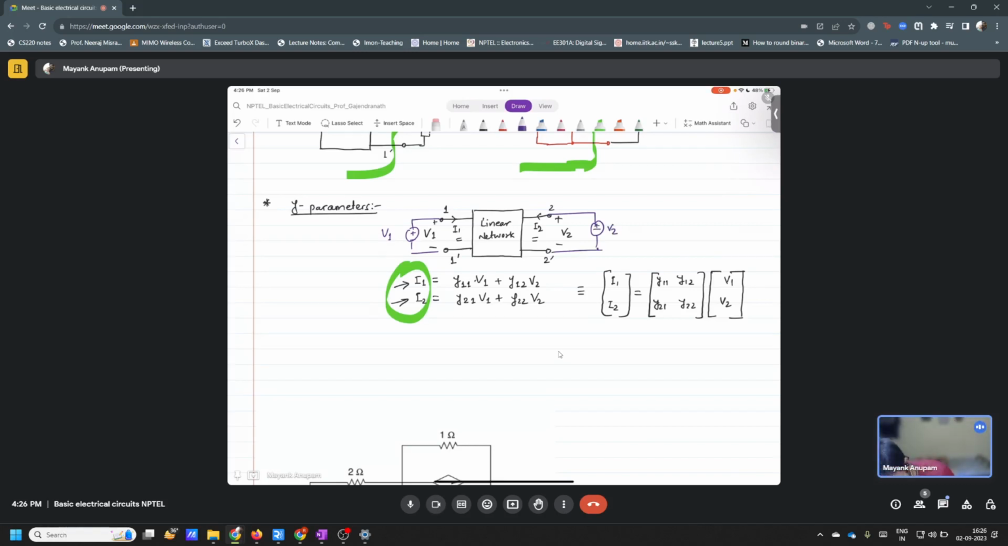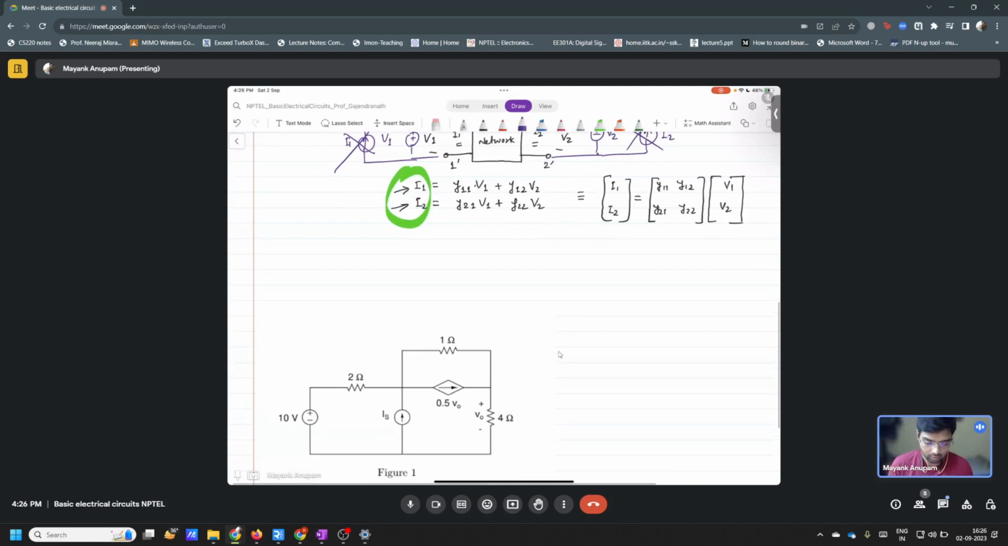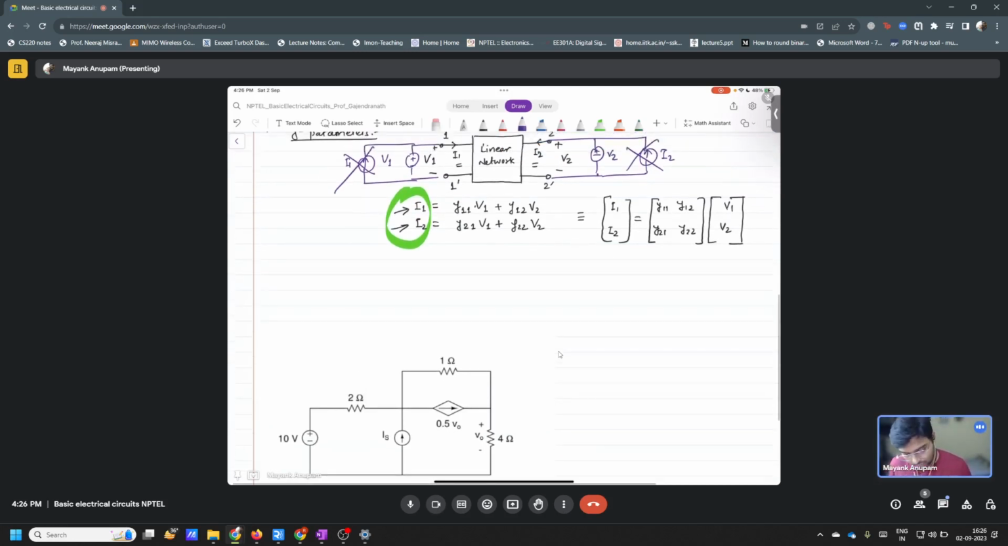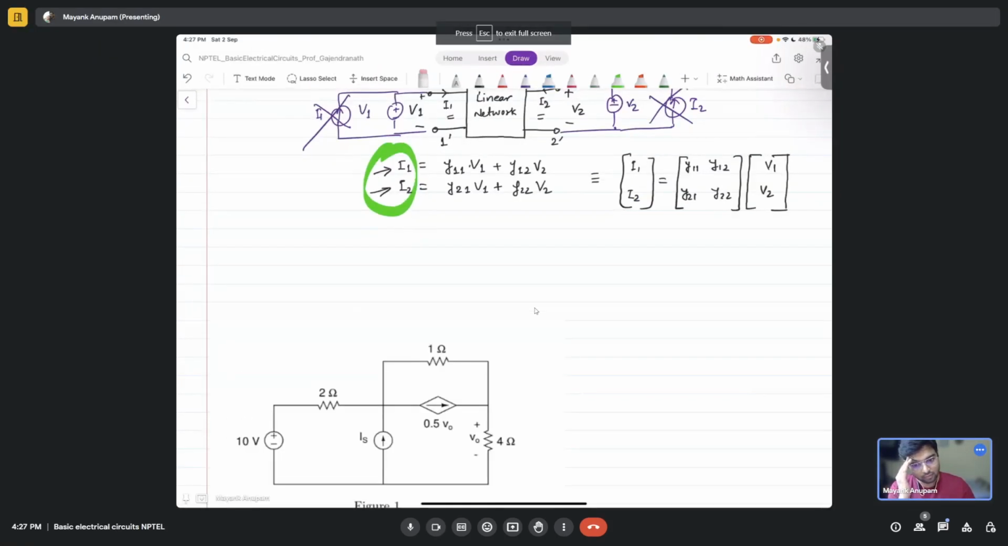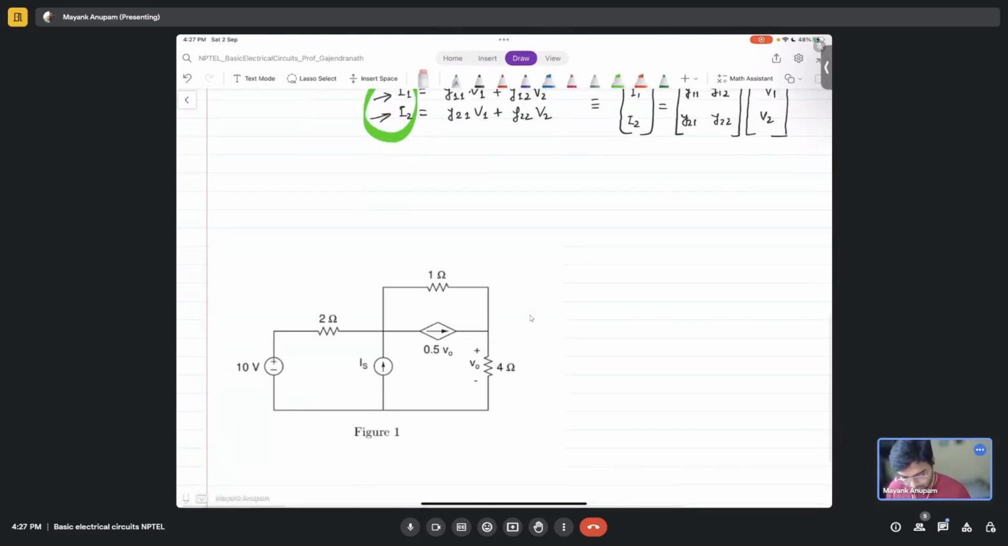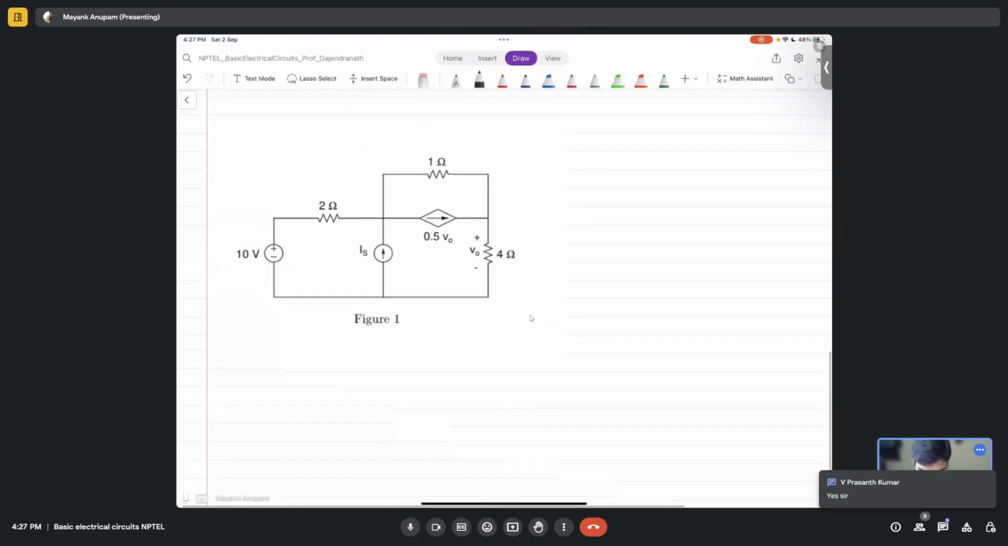You cannot apply a current here like this and then find what is the voltage. That is not permissible. Current is not to be applied here. You can only apply a voltage source at both the ports and then measure the current, so that you can get the relationship. Fine. So I hope everything is clear up till this point. Everything is fine, right? If that is the case, then we can proceed with the problems today.